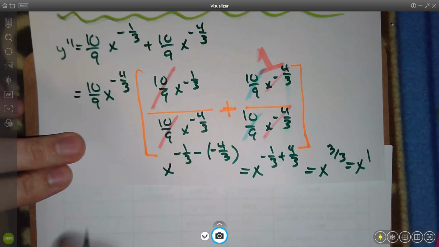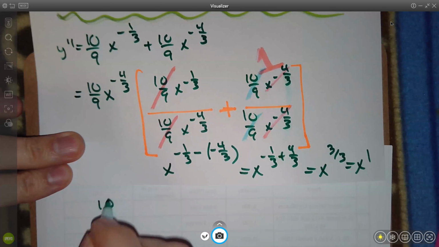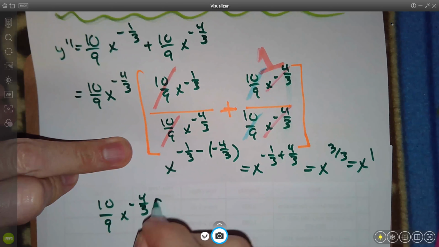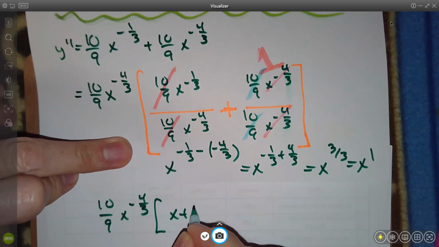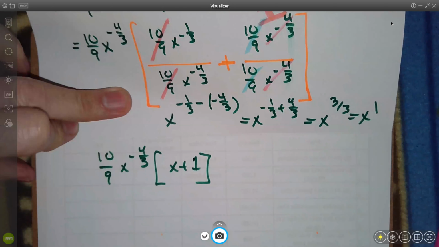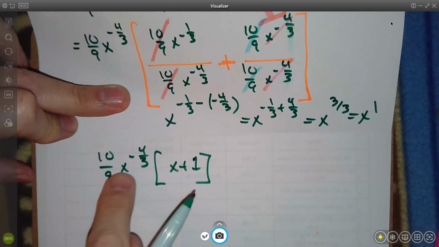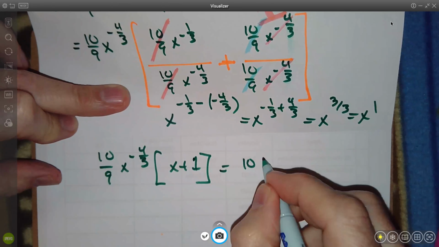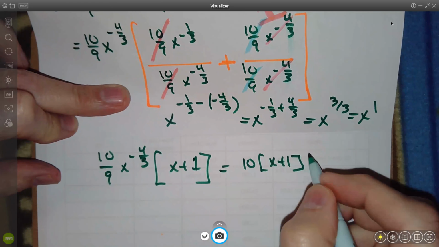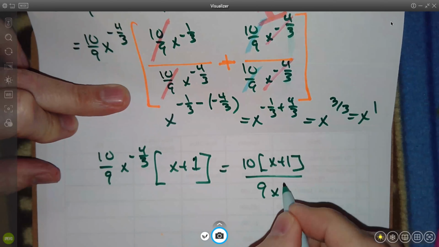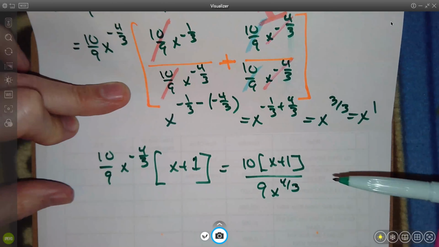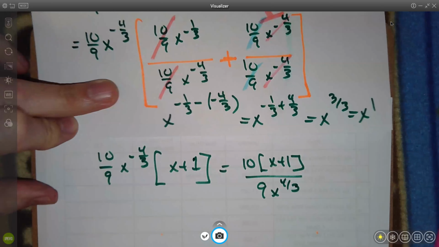So let's put that together. 10/9 x to the -4/3 times x plus 1. Now the 10 is going to stay in the numerator. This term goes down in the denominator along with the 9. So it's going to be 10 times x plus 1 over 9x to the 4/3. But you've got to get that factorization right in order to figure out things about its concavity.